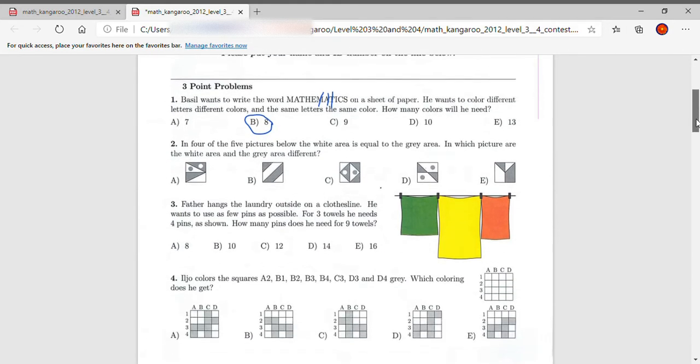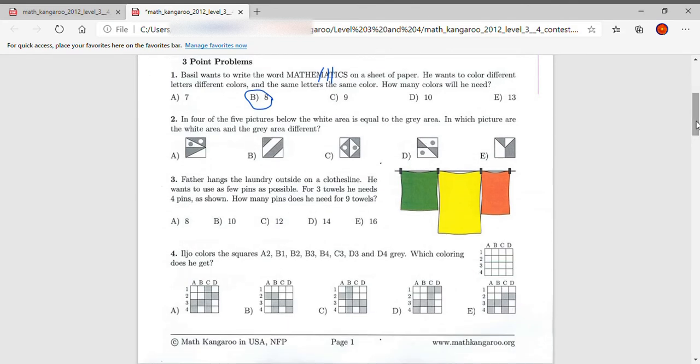Number 2. In 4 of the 5 pictures below, the white area is equal to the gray area. In which pictures are the white area and the gray area different? So let's start with A. So this figure matches this figure and the colors are also different. So that means if we were to pretend that this part over here does not exist, the ratio of how much of each color is there would be equal. So this matches this and this matches this, meaning A has everything matching with equal ratios of color also, not just figures. So that means A is not our answer.